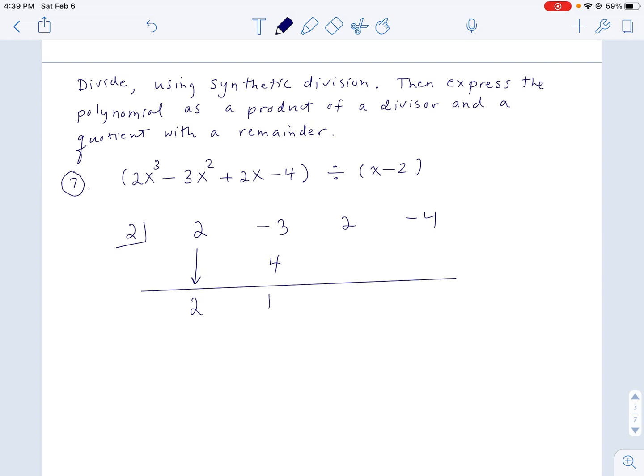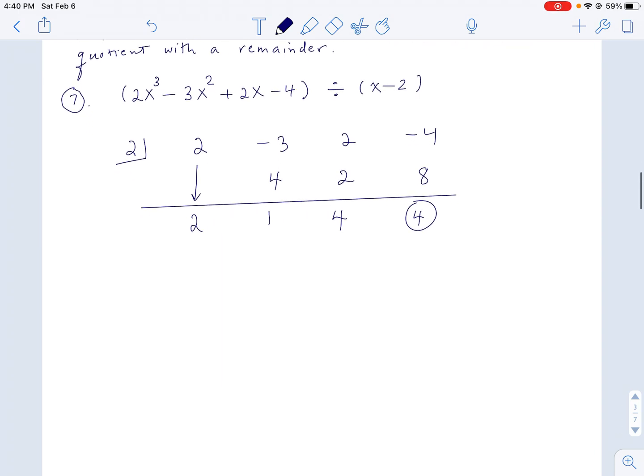Then I keep using that multiplier, which is 2. 2 times 1 is 2. That moves up and to the right, into the third column. So the third column has a 2 and a 2. When I add those up, I get 4, which goes below the line. Finally, 2 times 4 is 8. That moves into the fourth column beneath negative 4. So the fourth column has a negative 4 and an 8, which adds up to 4. I circle that because that's the last number I have. That's actually my remainder.